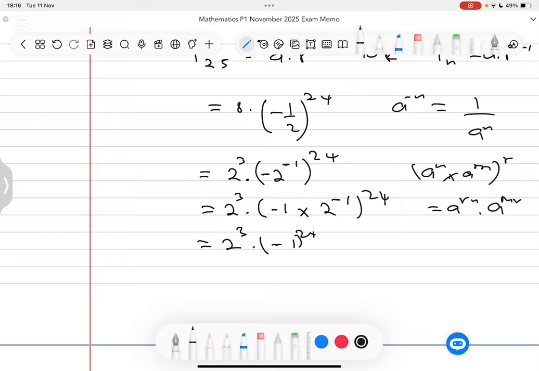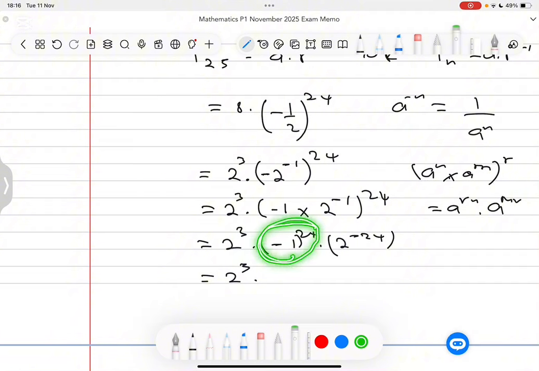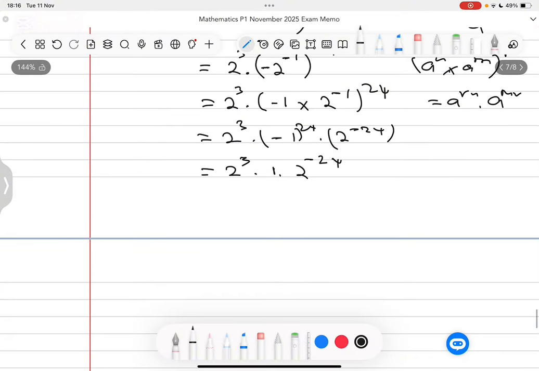So here we're having -1 to the power 24, and here we're having 2 to the power 24, because the 1 and the 24 will give me that. And we are going to have 2 to the power 3. Notice that if you take this power here, you're going to get a positive number. You're really going to get a 1 there. And this would be 2 to the power 24.